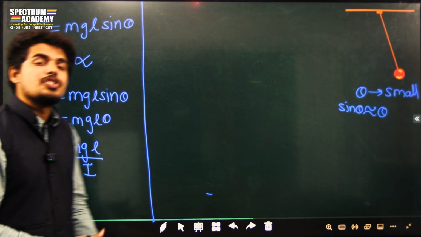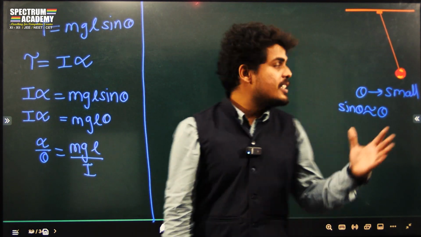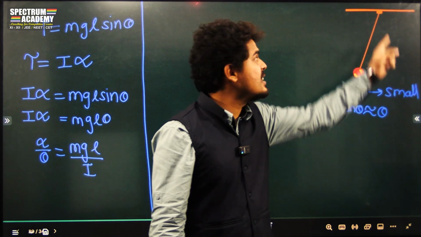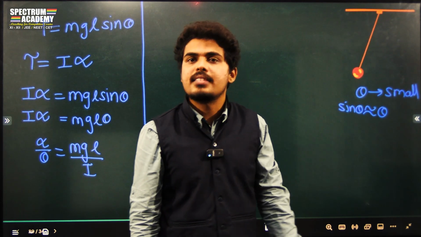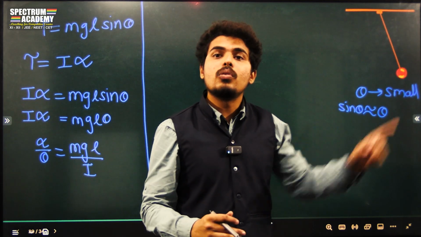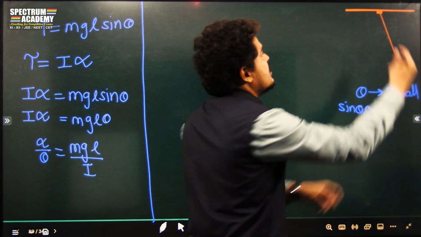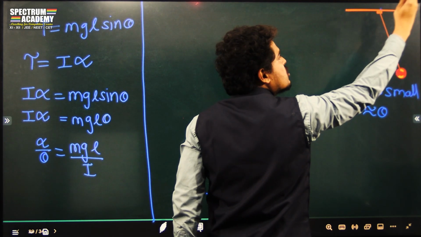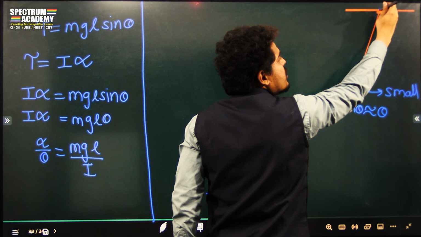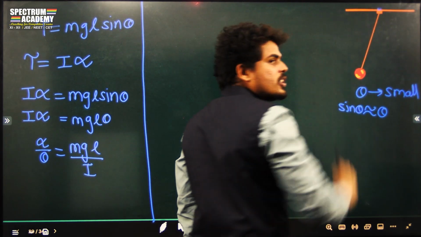Now I is what? I is the moment of inertia of this bob along this axis. Around this axis, this straight axis, the axis of rotation, what is this bob doing? It is rotating. So this is the axis of rotation.